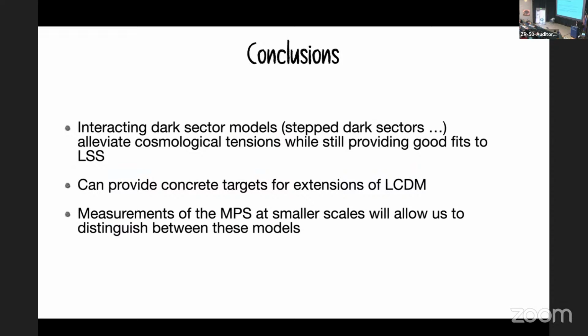And so then just to conclude, the interacting dark sector models are motivated targets for extensions of lambda CDM because they help alleviate some cosmological tensions and still provide good fits to the CMB and large scale structure. So we know that they're not ruled out. And so we hope that in the future with large scale structure data and CMB combined analysis, with measurements of the matter power spectrum at smaller scales, we can distinguish between these different models. Yeah.